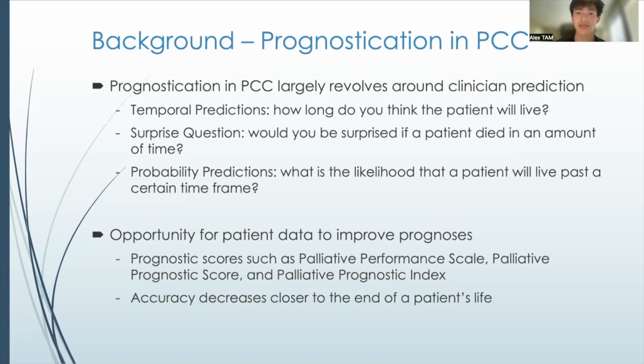Clinicians attempt to answer questions such as how long do you think the patient will live? Would you be surprised if a patient died in this amount of time? And what is the likelihood that a patient will live past a certain time frame? Each of these are subject to their own individual clinician biases or misjudgments.